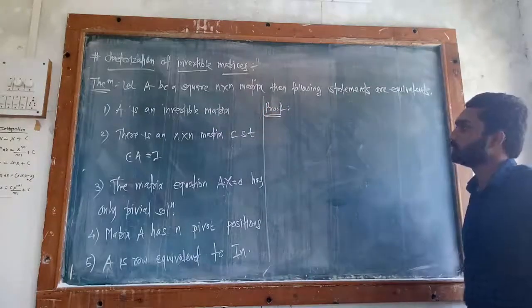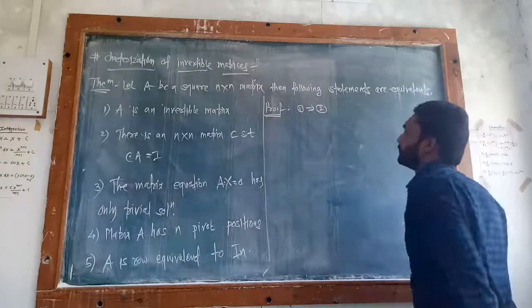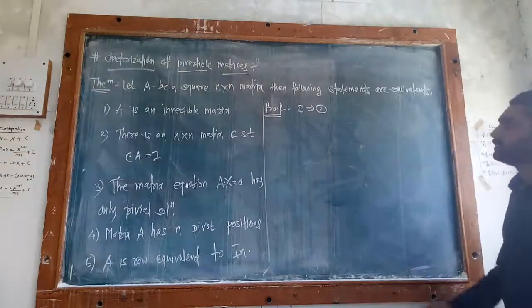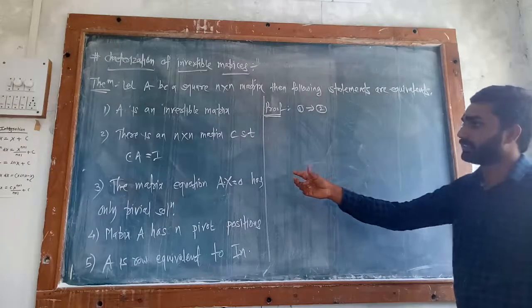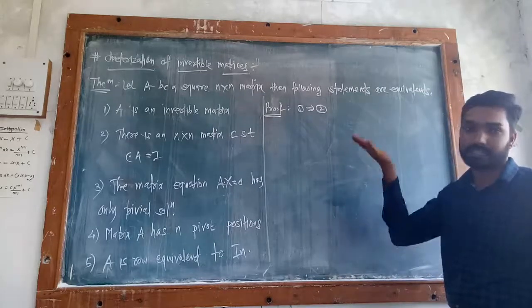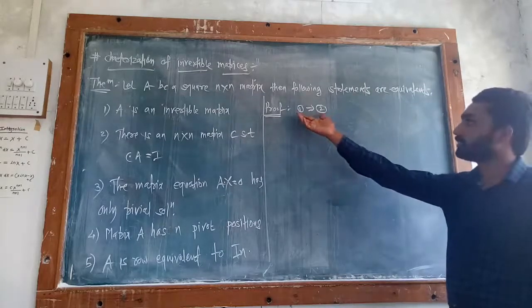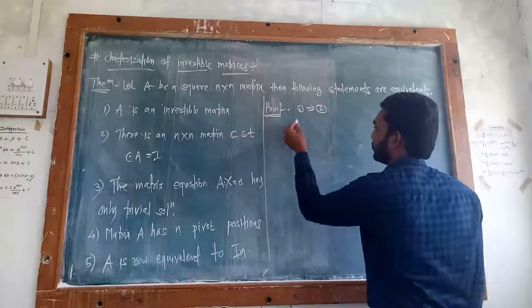What is your proof? We have to show that first implies second, then second implies third, then third implies fourth, then fourth implies fifth, and then finally fifth implies first one. Okay? So let us take the first one. What is your first one? Let A be an invertible matrix.